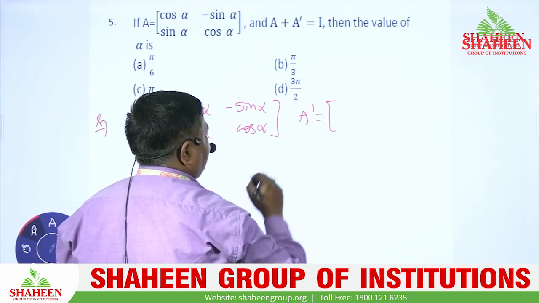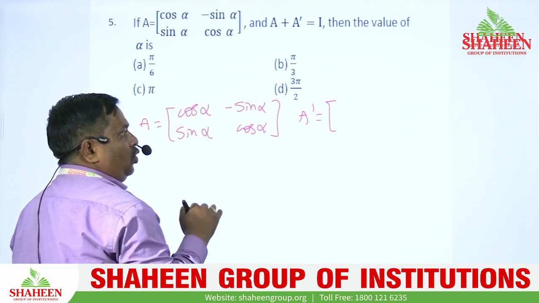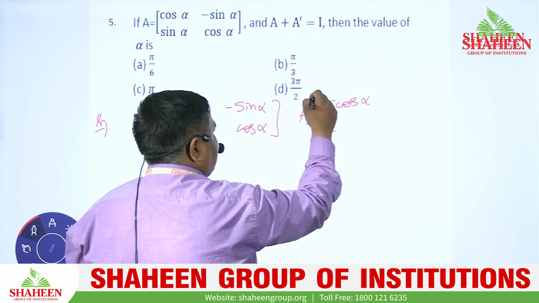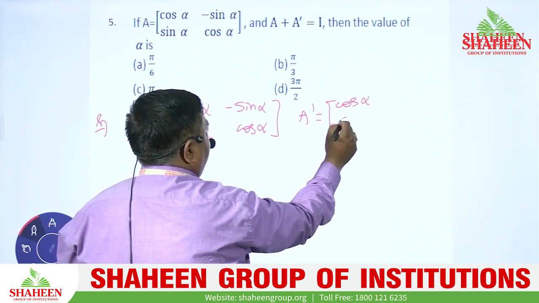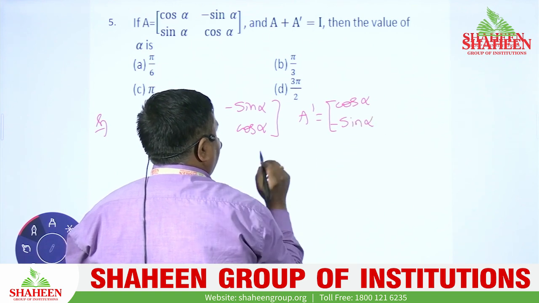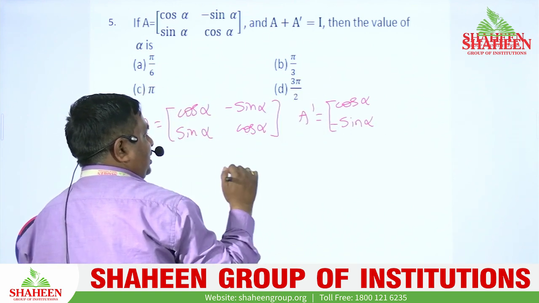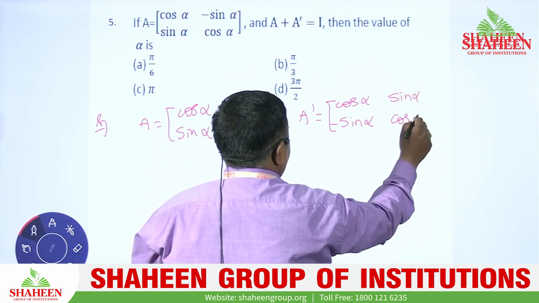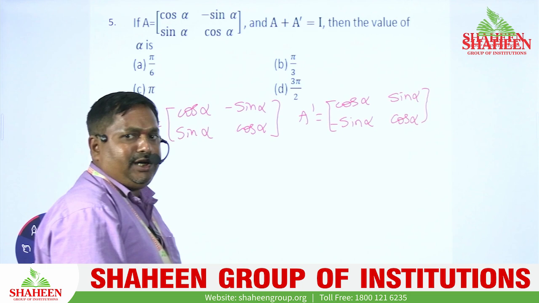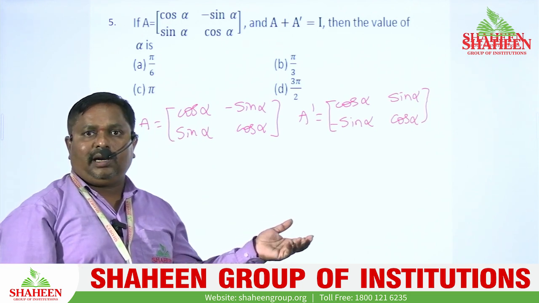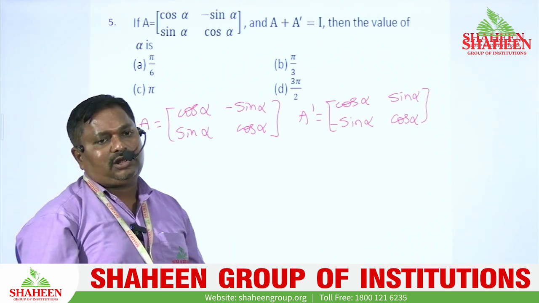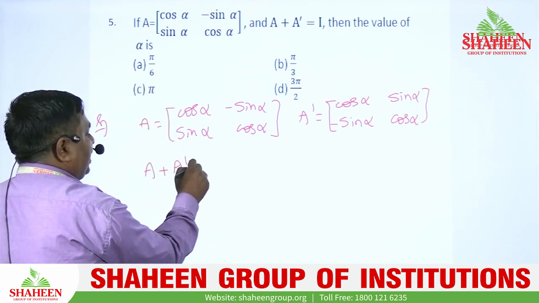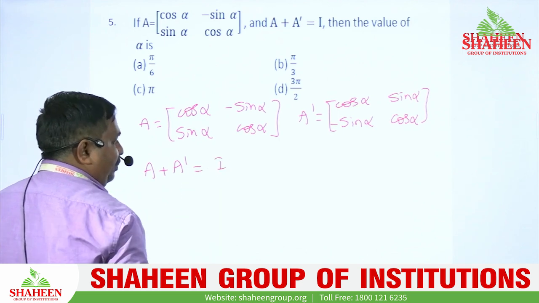And A transpose, A dash, means A transpose. Transpose of the matrix means we are transferring rows into columns. What is the first row? Cos alpha, minus sin alpha. We are writing this as a column. Second row we are writing as a second column, that is sin alpha, cos alpha. We have changed rows into columns. The result is the transpose of the matrix. And later he said that A plus A dash is equal to identity matrix.